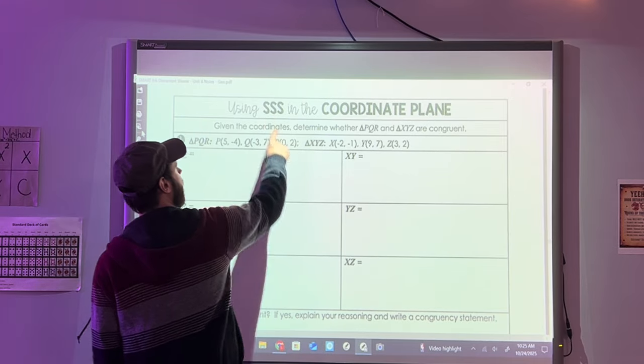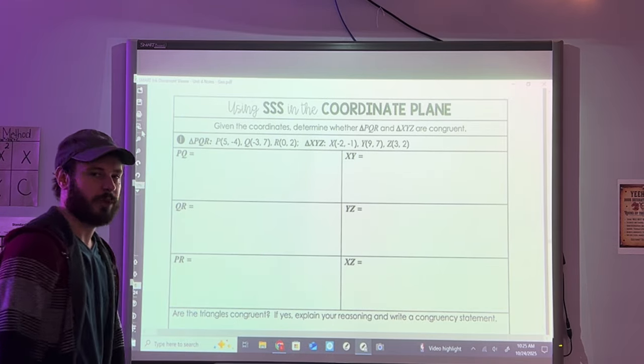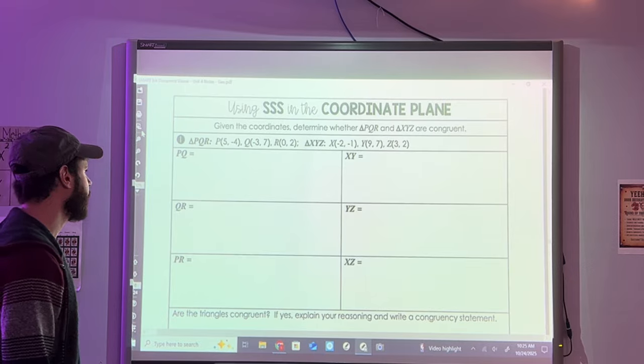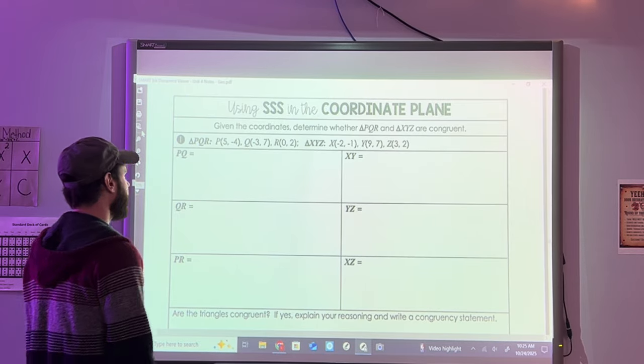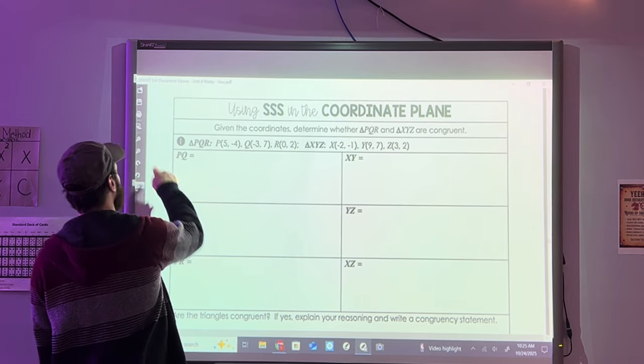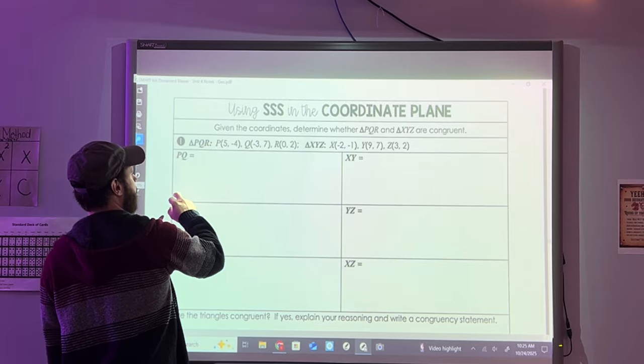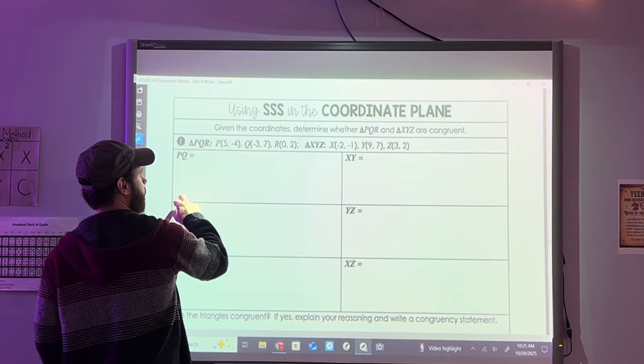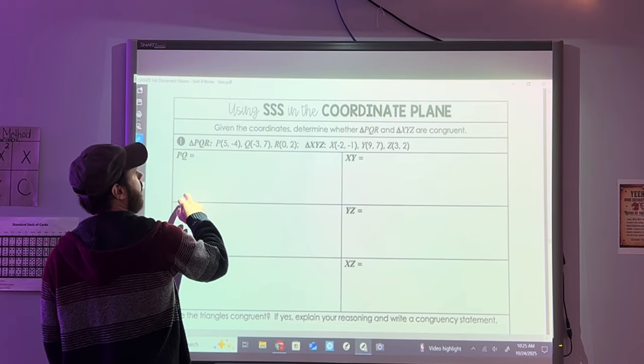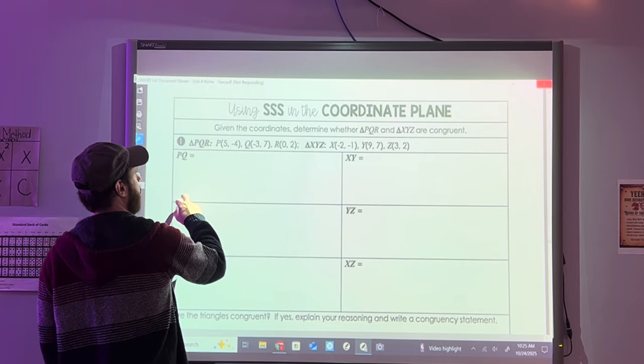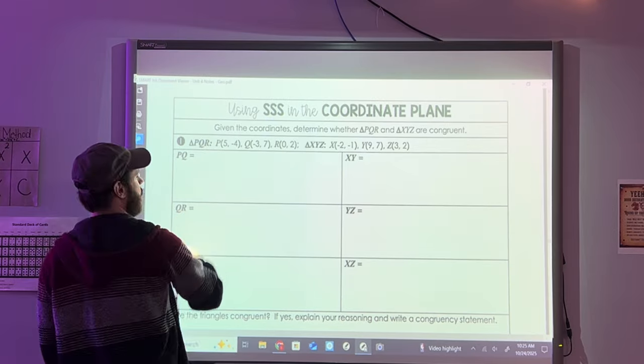We're just trying to figure out if side, side, side. We can't use angles in the coordinate grid. We're not that good yet. But right now we're going to use sides only. All right, distance formula time. Come on. Come on. Zoom in. There we go.